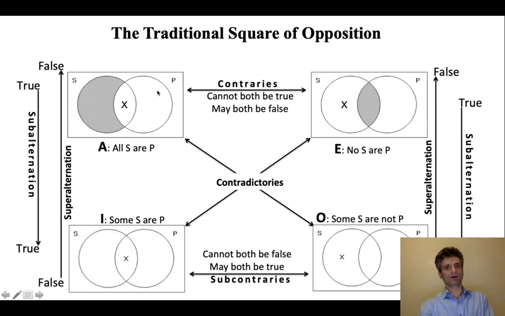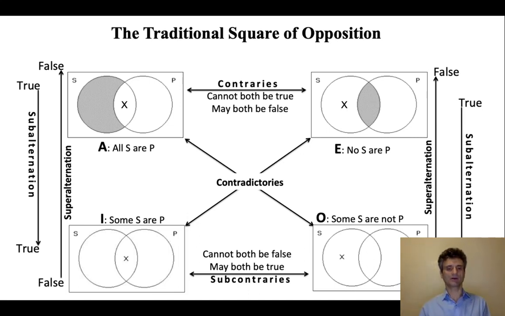A and E are contraries. They cannot both be true. They may both be false. And subcontraries, I and O, they cannot both be false, but they may both be true. Remember, it's very important. Once again, I'm going to emphasize this once more.